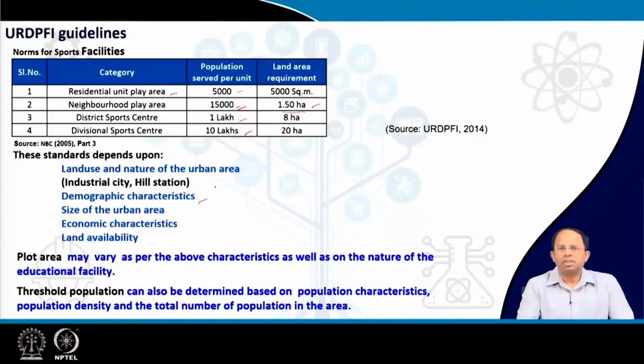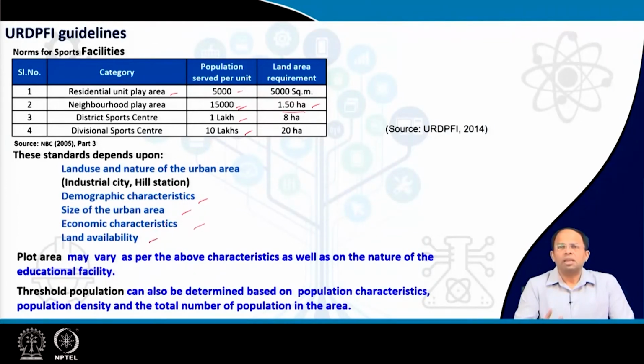The demographic characteristics, as we discussed in our previous lecture, that as per the cohort analysis, we can determine which age group we are getting, how many people in the near future, and that actually will determine the number of schools, right? Other factors which influence this are the size of the urban area, the economic characteristics of the urban area, and land availability.